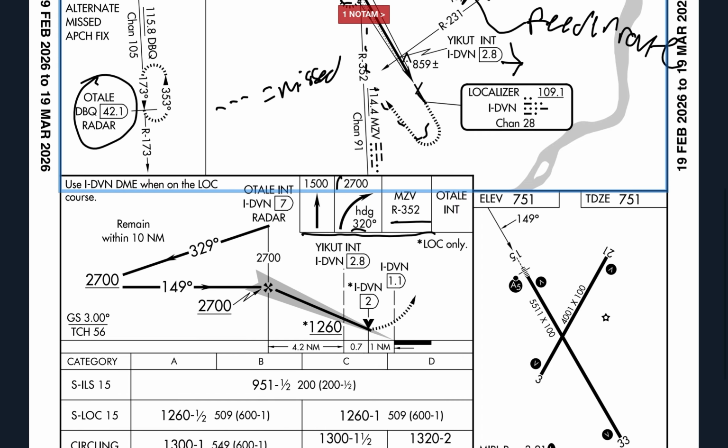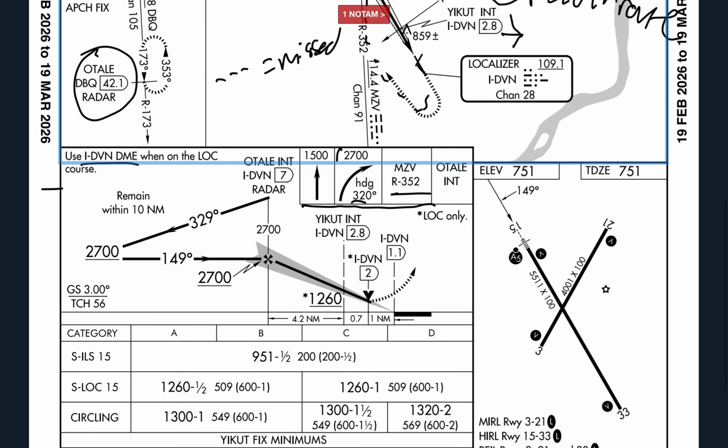Okay, now when we're over here, coming over to this side, we can see it says use this DME here. This DME when you're on the localizer course. Okay, just telling you what distance you should be following. And then this side panel tells us the same thing as the overhead. Basically, we can see Oteo, and again, it tells us how we can identify it, including the distance of 7, as well as the fact that it's on radar.